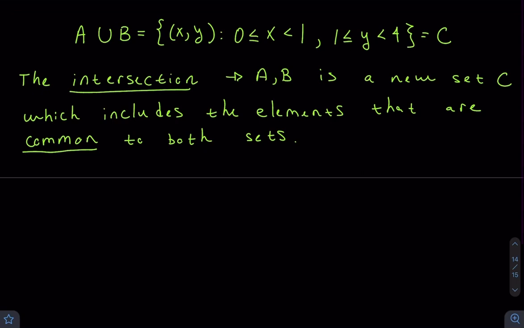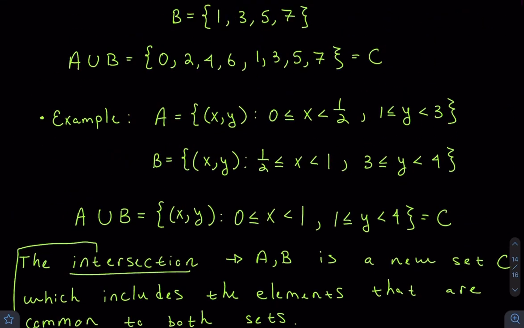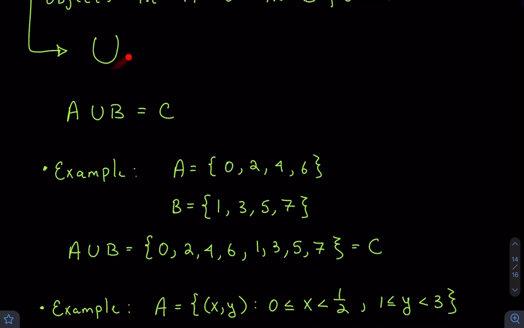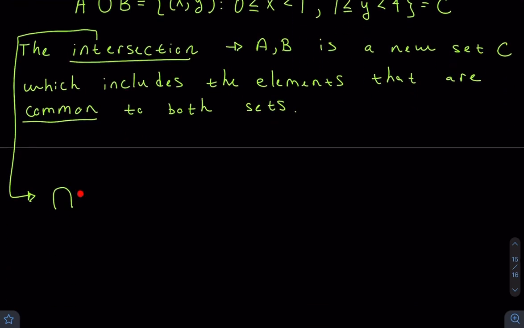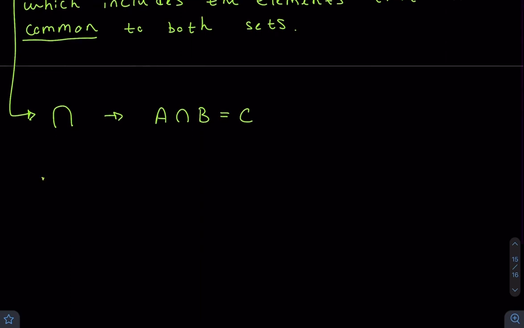And we denote the intersection operator by the cup, or this might be called the cap, and this is the cup, or just an upside down U. So this is the intersection symbol, and we denote the intersection between A and B like this. Okay, let's look at two examples for the intersection.